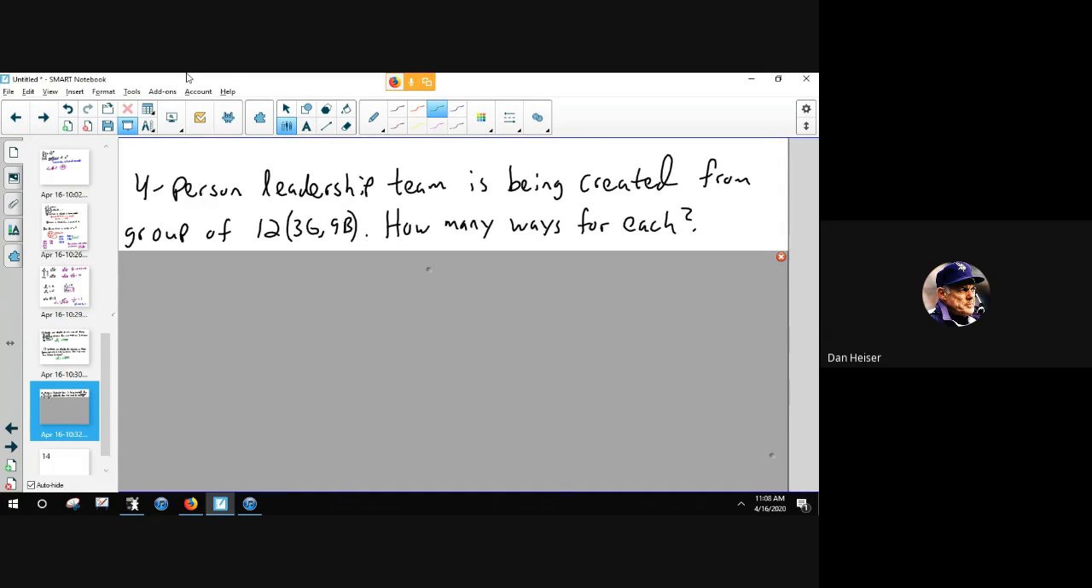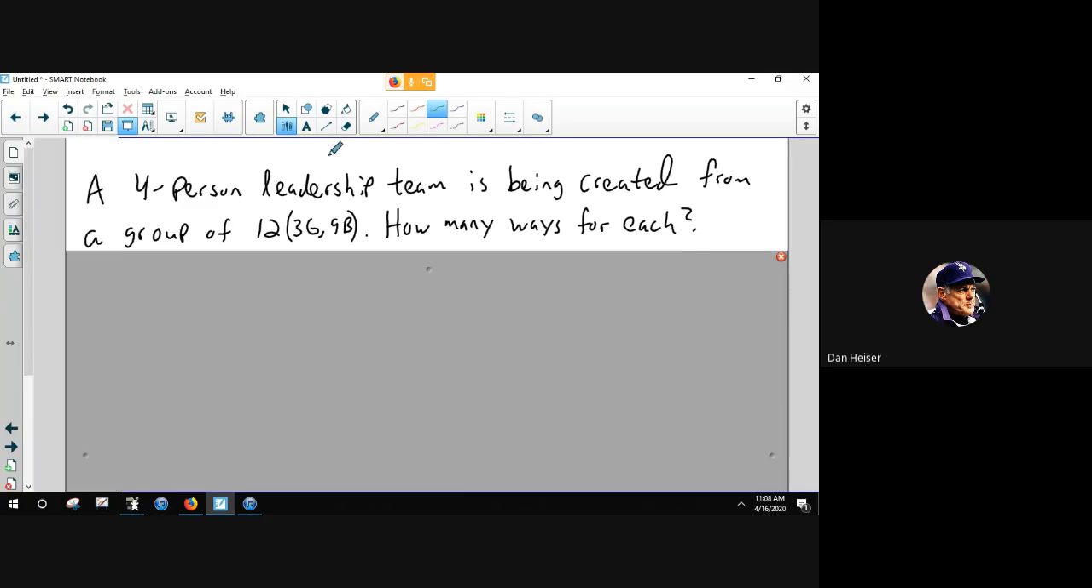This will be our last problem for this section. A 4-person leadership team is going to be created from a group of 12, 3 girls and 9 boys.